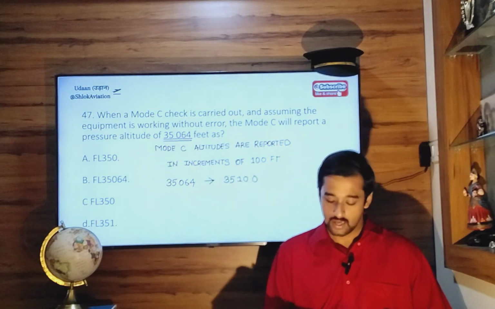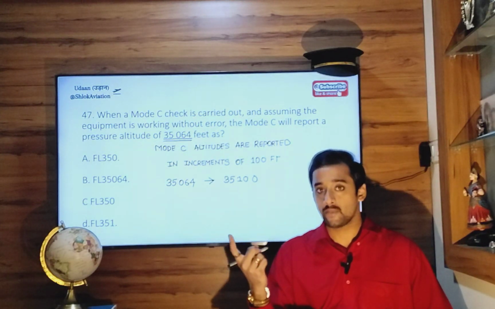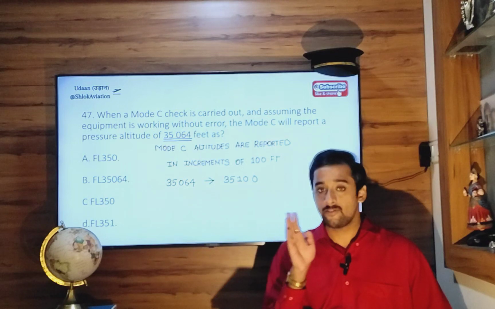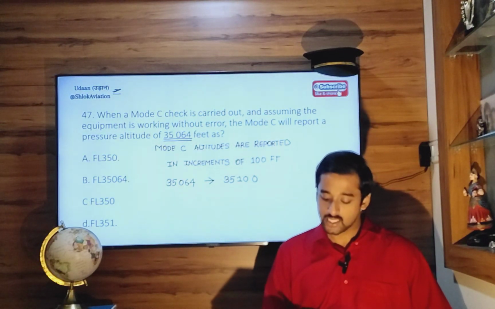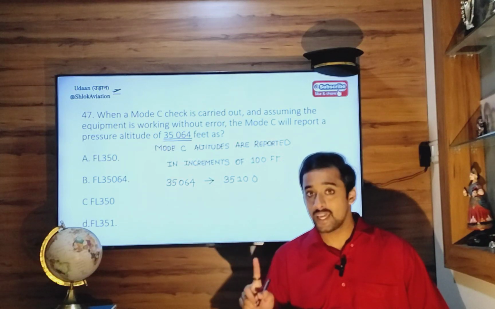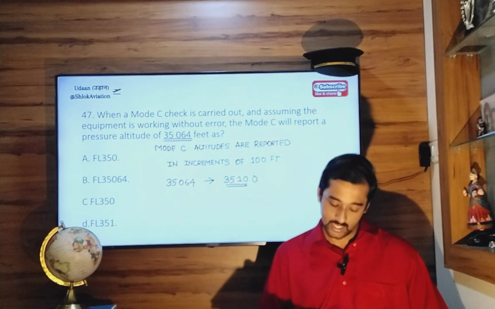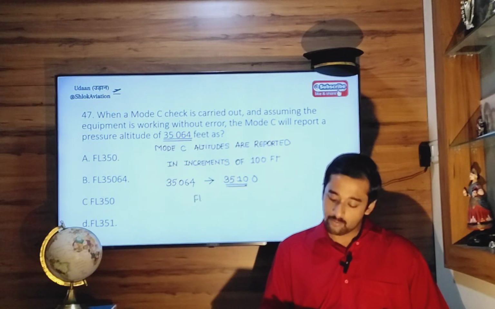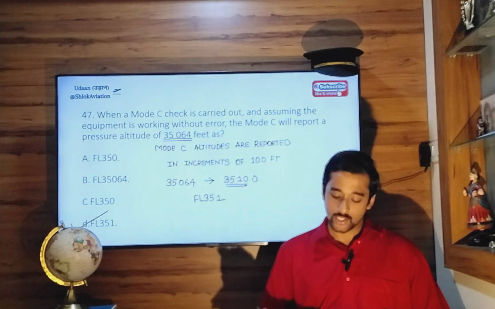So 35,064 will be rounded off to the next whole number, which is 35,100, right? So anything more than 50 will be rounded off to the next whole number. Any value less than 50 will be rounded off to the previous whole number. So 35,064 is more than 35,050. So it will be rounded off to the next whole number, that is 35,100. And this flight level will be reported as flight level 351. So correct option is option delta.